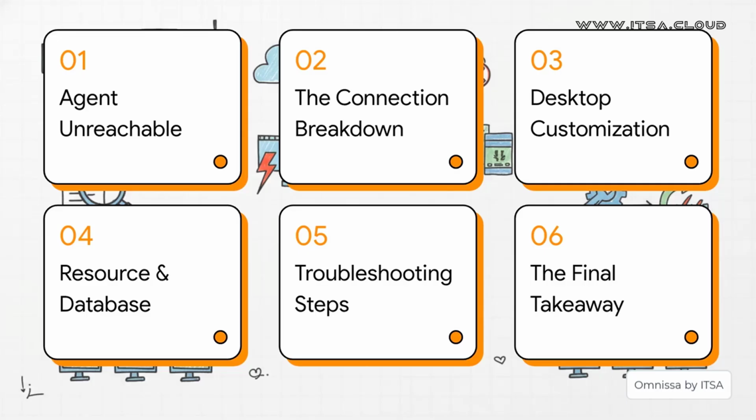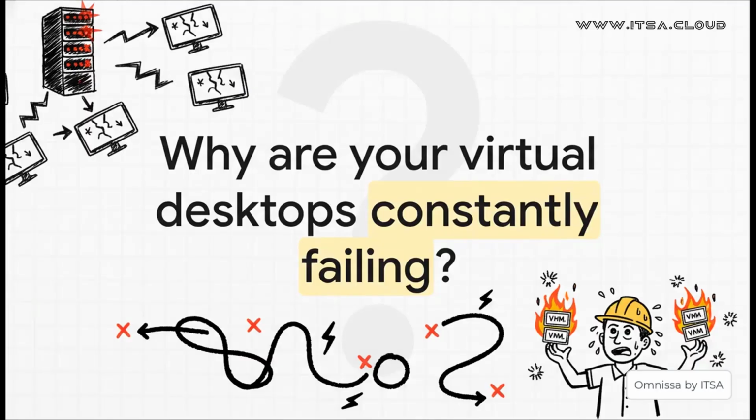So, here's our game plan. First, we're going to look at the symptoms you're probably seeing every single day. Then, we'll dig into the three main culprits: connection problems, customization errors, and those sneaky silent killers in your backend. Once we know what's wrong, I'll give you a practical, step-by-step playbook for what to do right now. And we'll wrap it all up with a really important mindset shift to keep these nightmares from coming back. Yeah, let's just dive right in.